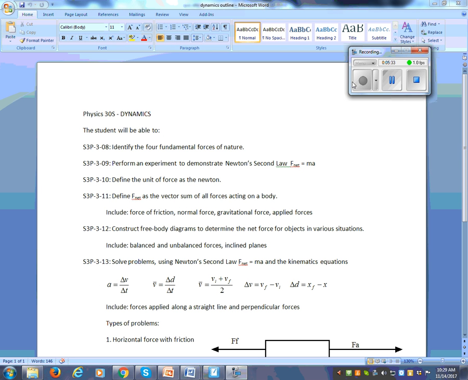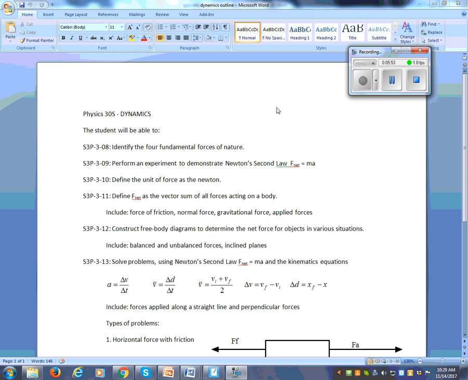This is what I expect you to be able to do on the next test, the one that's happening in 2.5 weeks, right? Not tomorrow, the one that's happening in a while. So you need to identify the 4 fundamental forces of nature, which we will cover today. Perform an experiment to demonstrate Newton's second law. Define the unit of force as a Newton.